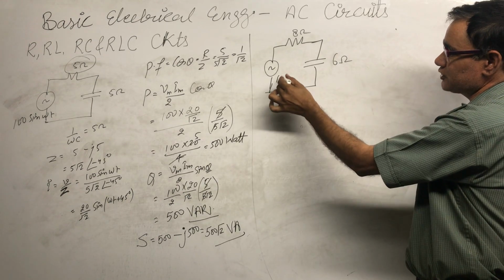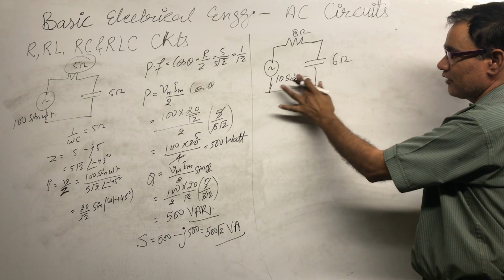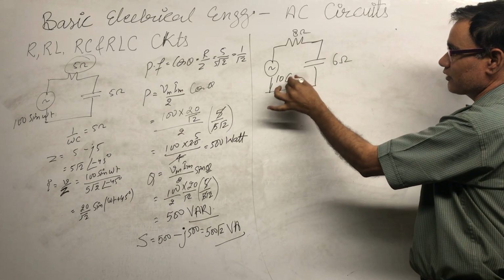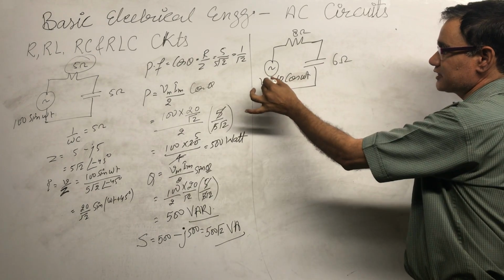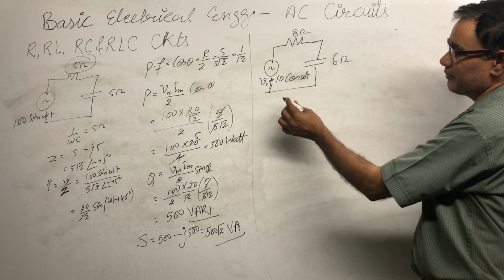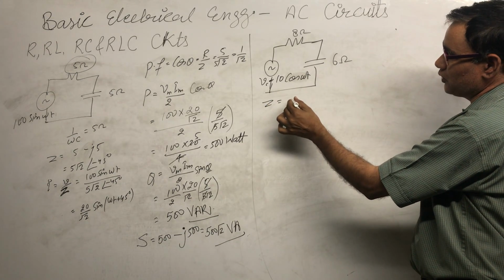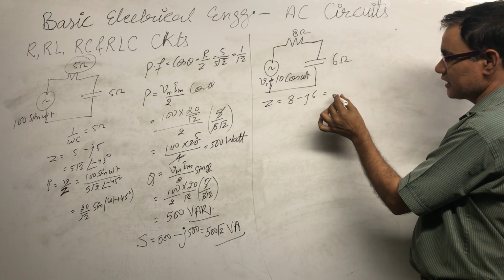And the source is 10 sine of omega t or cos of omega t, whatever. We are taking now the cos of omega t. This is the voltage source, Vs. The impedance of the circuit Z is equal to 8 minus j 6. That is the impedance.